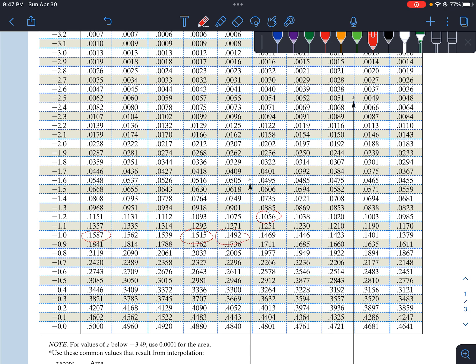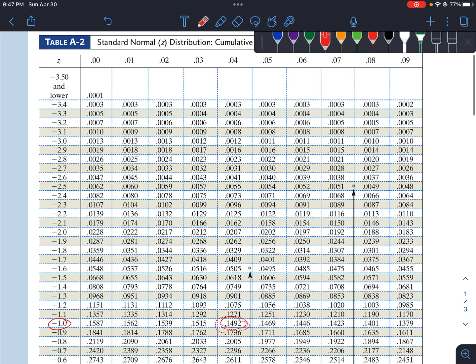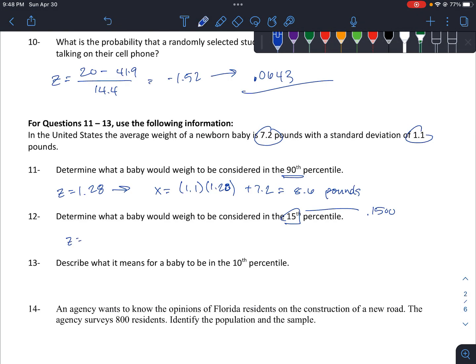15, closer. Honestly, I think this one would be closer right there. So we'll take that score right there. That's going to be the z-score of negative 1.04. Do the same thing: x is equal to the standard deviation multiplied by your z-score, plus your mean. And whenever we do that, we get 6.1 pounds.